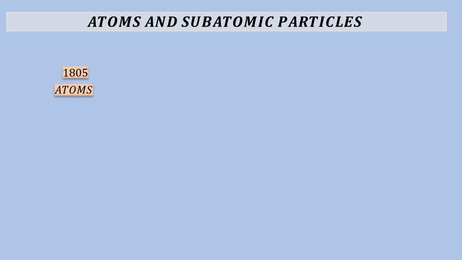It all began in the year 1805 when the scientist named John Dalton proposed his atomic theory that all the matter that we see around is made up of teeny indivisible particles called atoms. So he imagined atoms to be solid spheres which cannot be further divided.